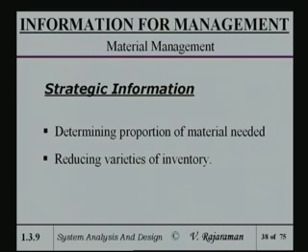Determining the proportion of materials needed, and reducing the variety of inventories. In other words, another important thing in terms of the proportion of materials needed, and also the proportion of items on which I specifically look out, has to be looked at in some detail. And reducing variety is extremely important. In other words, the more the variety, the more different types of inventory I have to keep.